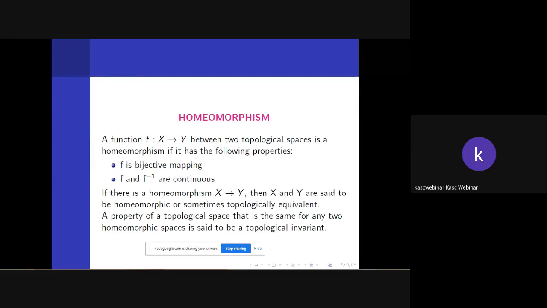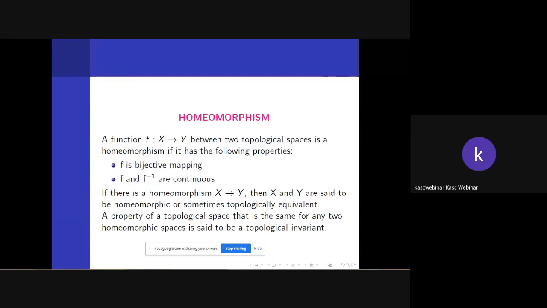The most important concept in topology is homeomorphism. To find out whether two objects, two surfaces, are homeomorphic, you need a function between those two. So I'm defining a function f from X to Y, where X and Y are both topological spaces and f is a mapping between them. To check whether they are homeomorphic, this function should satisfy two conditions. It should be a bijective map. You know that a bijective map is one-to-one and onto.